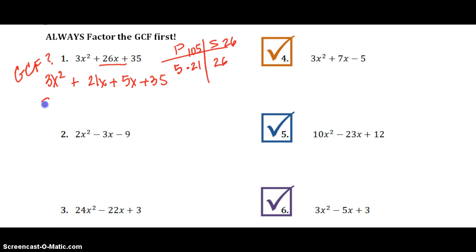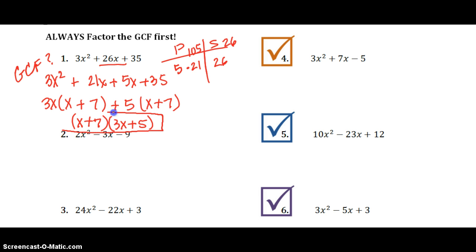So now I can factor out a 3x. That leaves me with x plus 7. Plus, factor out a 5. That leaves me with x plus 7. Thank goodness. I always want there to be the same number in parentheses. So when I factor out an x plus 7, I have 3x plus 5. And that would be the factored form for number 1.